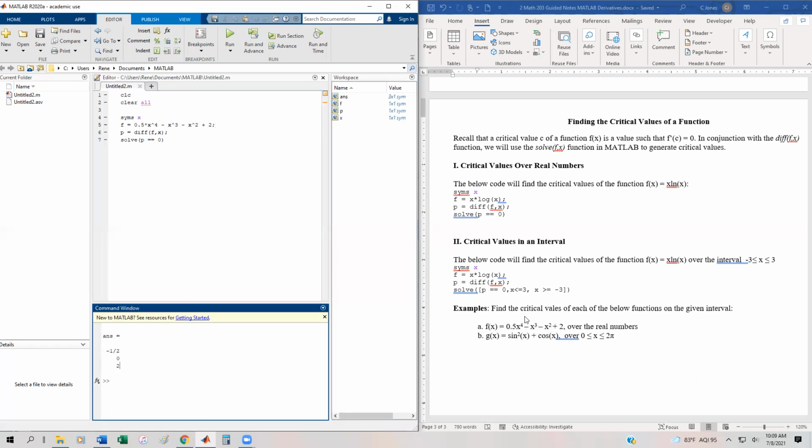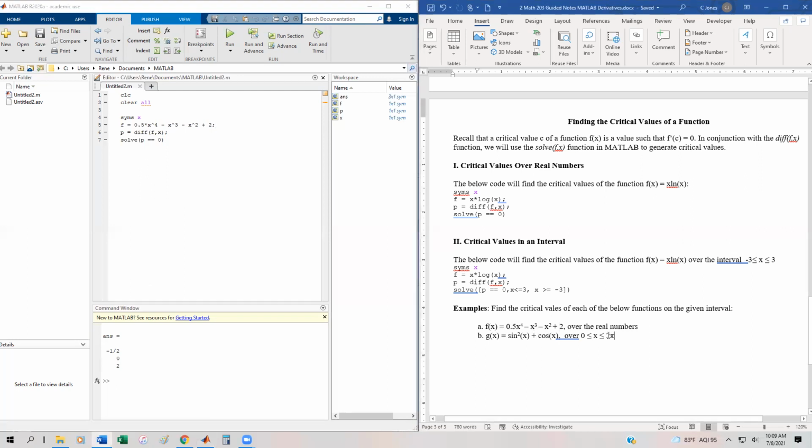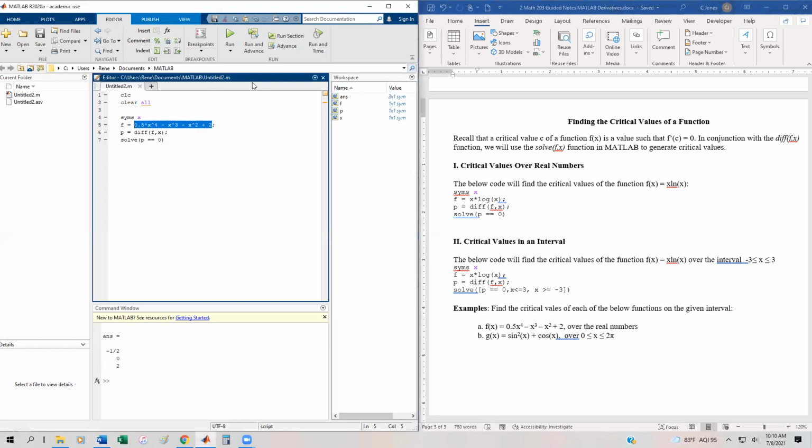Now let's take a look at a second example. This time we're going to have a bound on our domain. We're interested in 0 to 2 pi, and we have the function sine squared x plus cos x. If you're doing this analytically, this might be difficult, especially if you haven't been in depth with your trigonometry for a while. So MATLAB can help you out with this. Let's start by defining our function. I'm going to reuse a lot of the same code: the sine of x squared plus cos of x.